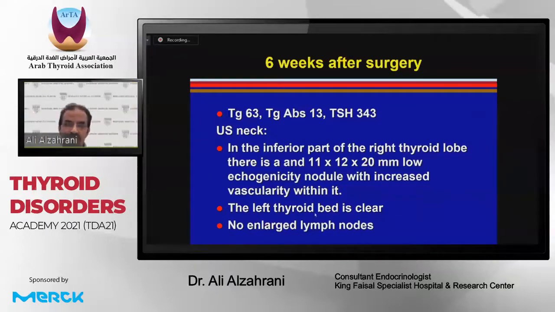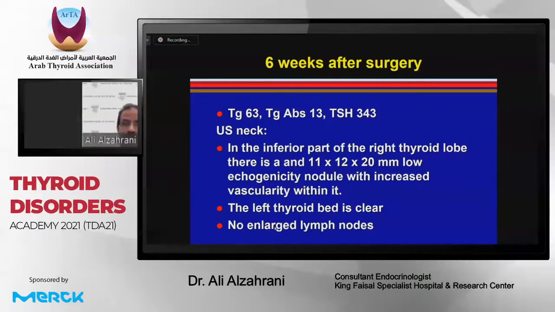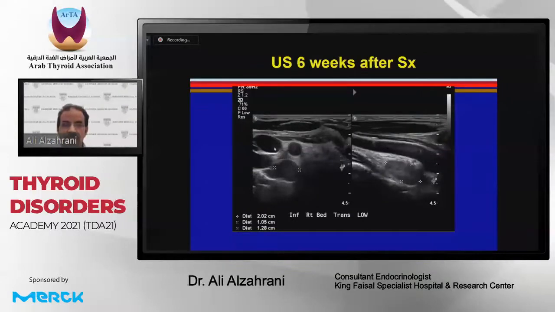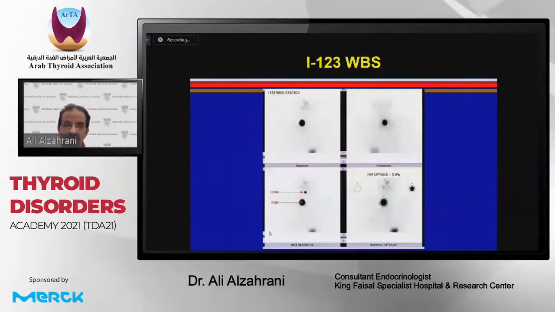I'll show you that in a minute. The left thyroid bed is clear, and there were no pathologically enlarged lymph nodes. This is the ultrasound 6 weeks after surgery. You can see some tissue here. This is the trachea. This is the jugular, carotid, and you can see here a residual tissue, and you can see it better on this. And these are the measurements, 2 centimeter by 1 centimeter by 1.3 centimeter.